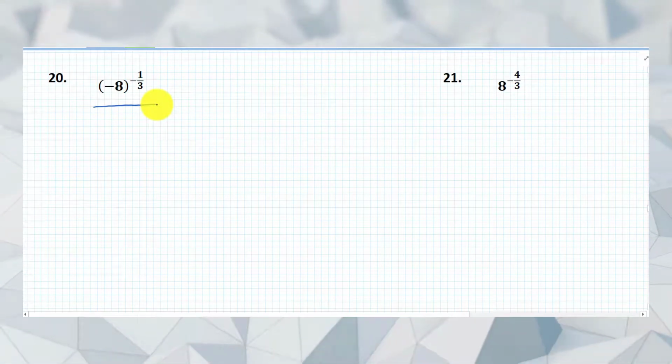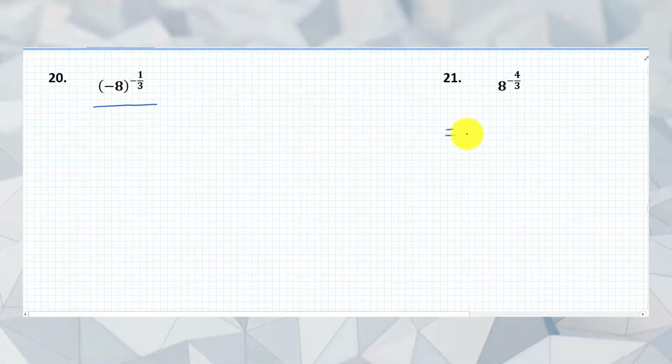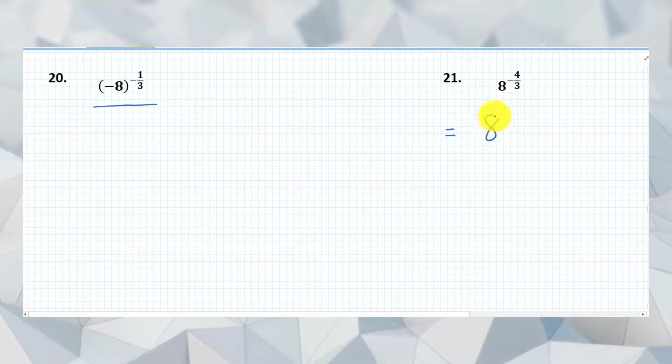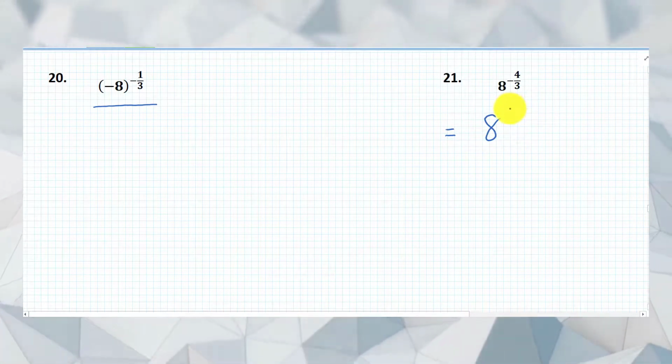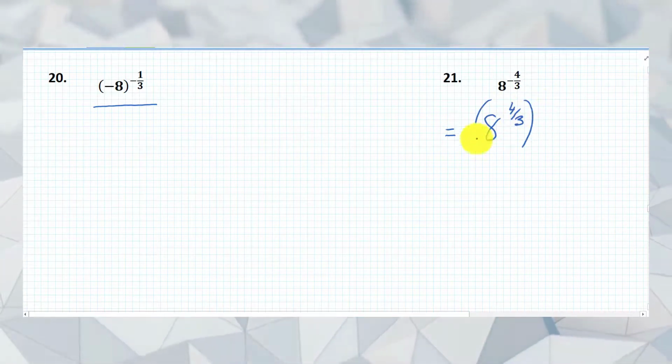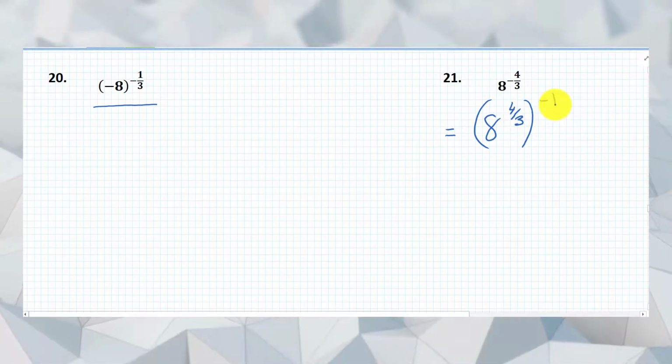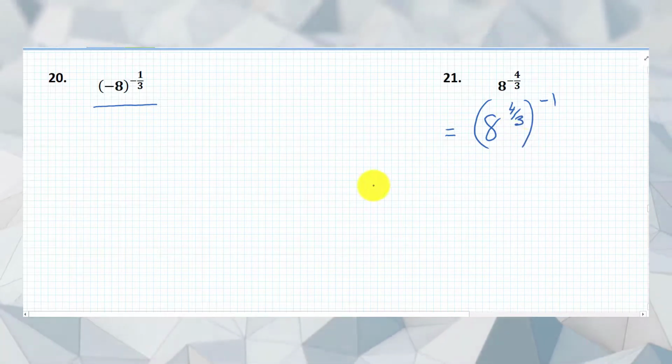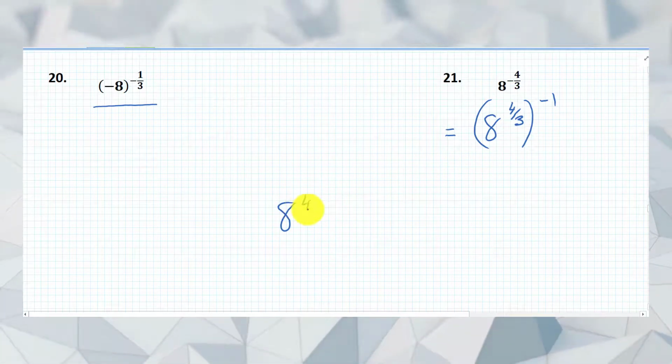So what do we do with 21? We have 8 to the negative 4/3. I'm going to break my negative part of the exponent. I'm going to do 8 to the 4/3 first, and then I'm going to raise that to the power of negative 1. Now, I'm going to take on the side 8 to the 4/3.